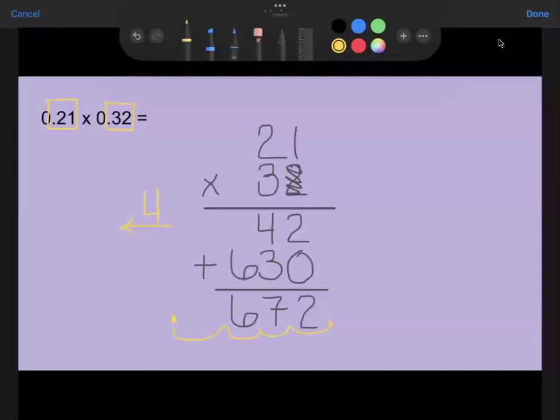Now, if after you move the decimal you end up with an empty space, you fill that in with a 0. So the final answer to this would be 0, 6, 7, 2, with a 0 in the front. So this is your final answer, 0.0672.